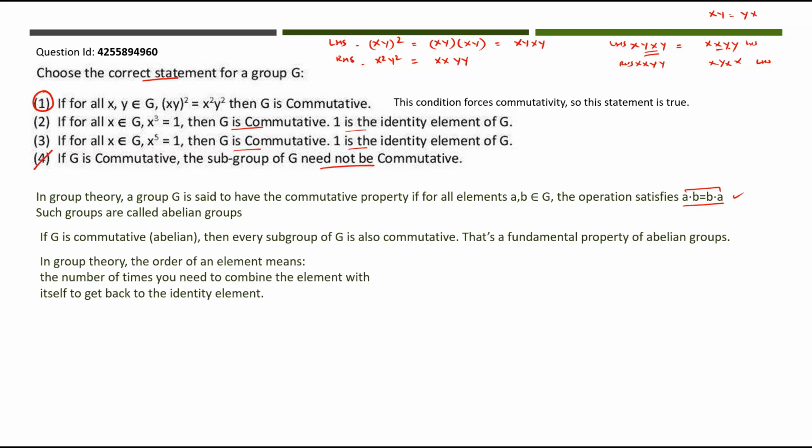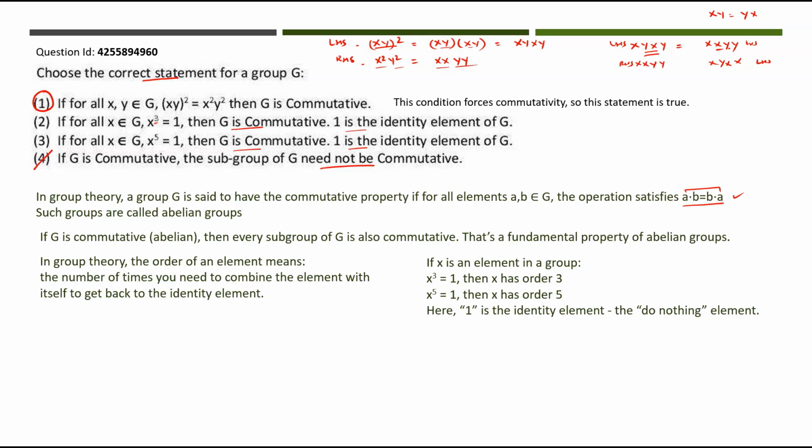In group theory, the order of an element means the number of times you need to combine the element with itself to get back to the identity element. x cube means you are multiplying x into x into x. This is how we did it here. (xy) the whole square, we multiplied 2 times: x squared, we multiplied x 2 times, and y we are multiplying 2 times. If x is an element in a group, x cube is equal to 1 means x has an order of 3. The power is what they call the order. x power 5 is equal to 1 means x has order of 5. Here 1 is the identity element. So this statement is fine. This particular property is the only wrong one.